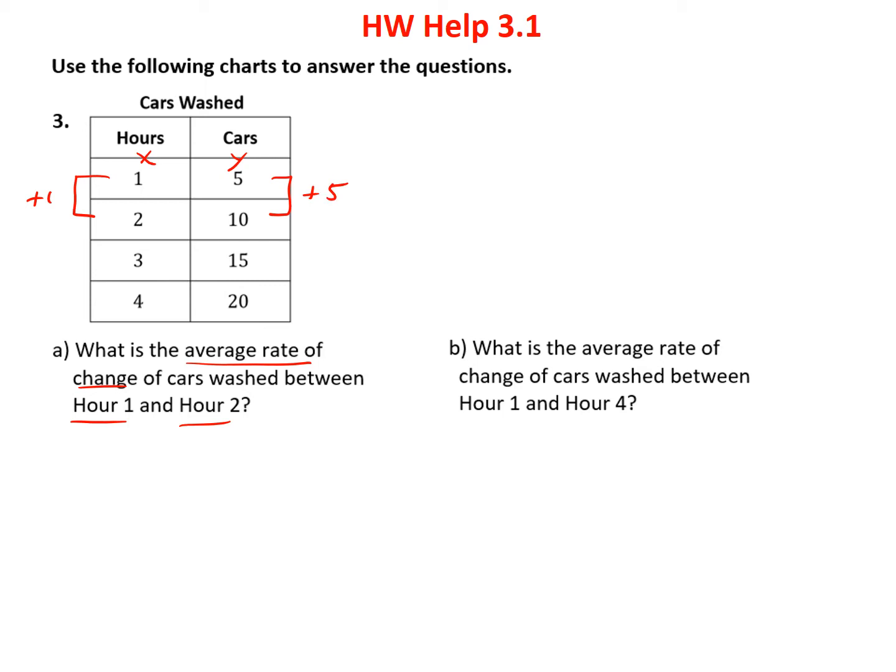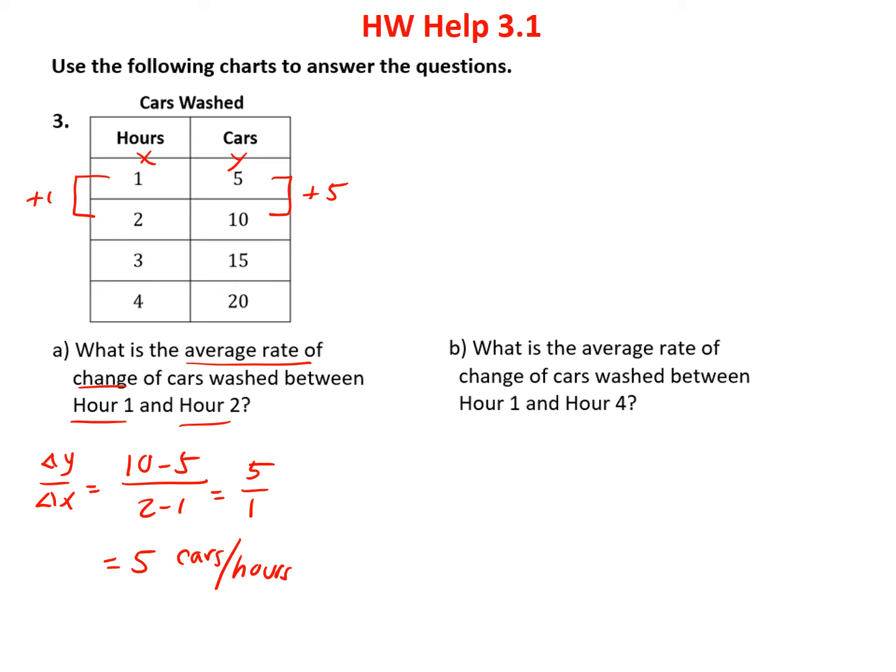Or if I want to write it this way, the change in cars compared to the change in hours. The change in cars is 10 minus 5, and the change in hours is 2 minus 1. So we end up with 5 over 1, or 5 cars per hour. That's the rate at which they're working between 1 and 2 hours. They're doing 5 cars per hour.